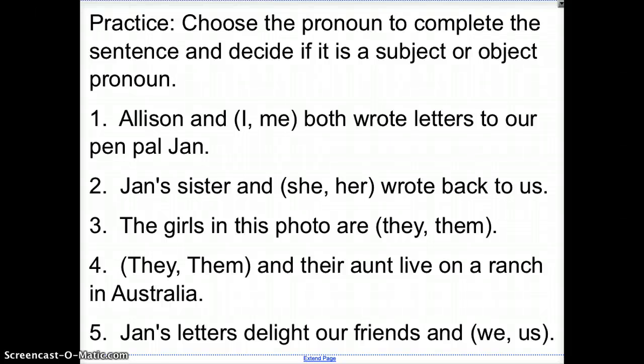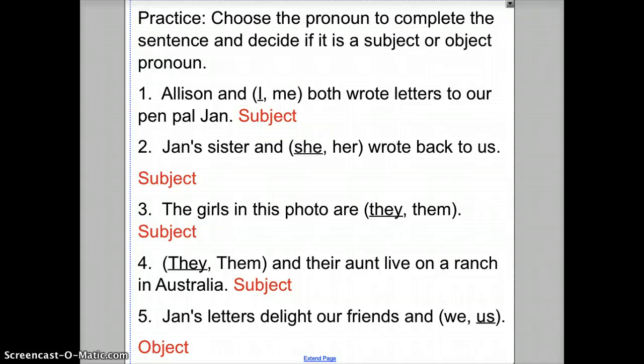Pause it here if you need to. Here are your answers. Number 1, I'm going to choose I because the verb is wrote, and it comes before. I'm always going to choose subject, I. Number 2, again, the verb is wrote. It comes before the verb, always choose subject, she.